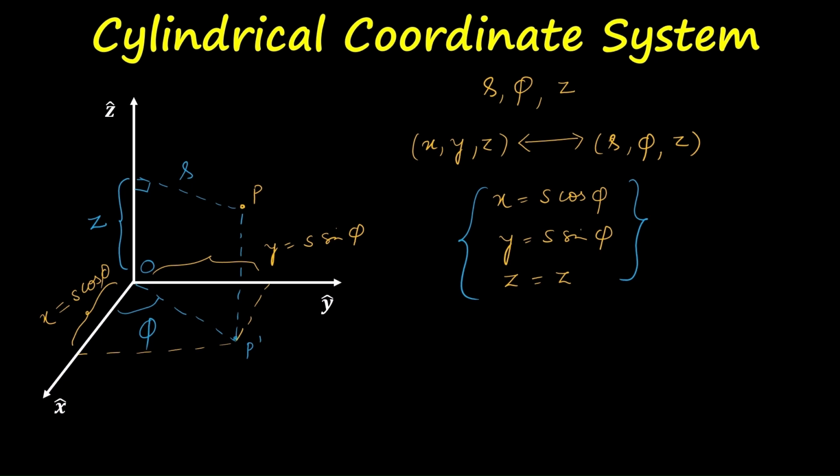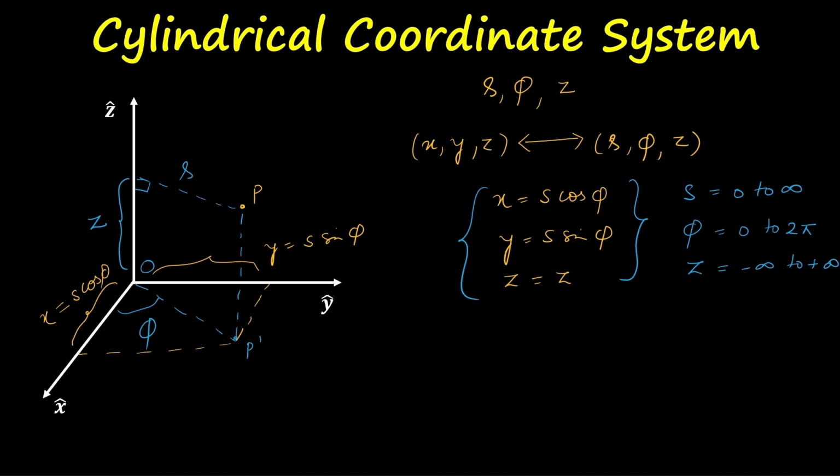What about the ranges of s, phi, and z? s can go from 0 to infinity. Phi can go from 0 to 2 pi. And z can go from minus infinity to plus infinity.